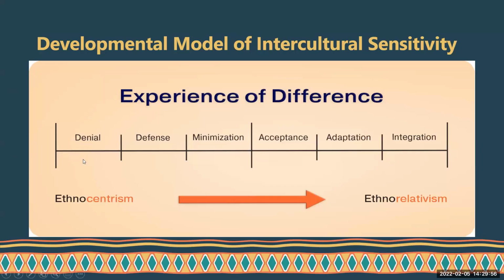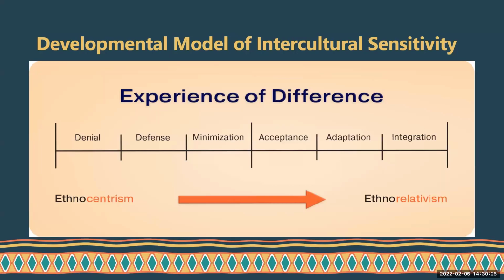The first one is denial, which is a level where someone doesn't even realize that there are certain cultural differences that may be important. The second level, which is still an ethnocentric level, is the level of defense. I feel threatened by difference, right? I have to defend it. I see my ways as superior, and I feel threatened by any type of difference.